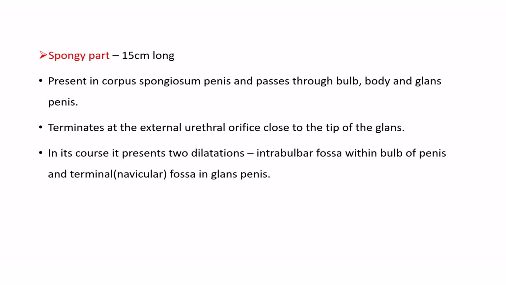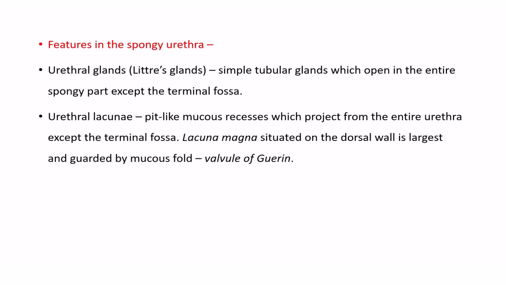The intrabulbar part is around 3 centimeters long, formed mainly by the floor and sides, hence trapezoid in cross section, and receives the ducts of the bulbourethral glands. The terminal fossa is about 1.25 centimeters long, lined by stratified squamous epithelium. Features in the spongy urethra.